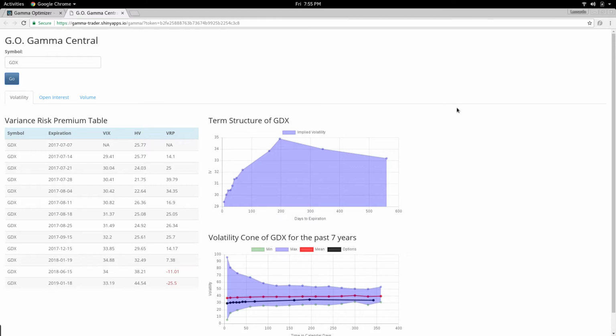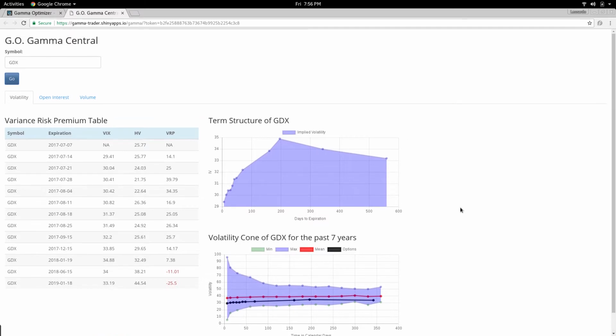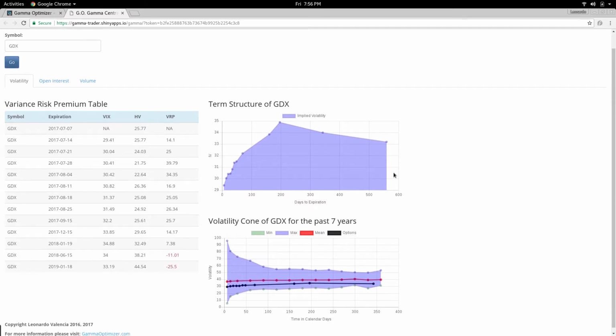So I'm going to give you a tour of what it displays. On the volatility page we get three interesting components. We get a variance risk premium table, we get a term structure of GDX options, and finally we get the volatility cone for GDX for the last 7 years. If you are a very advanced or professional option trader, these three charts will be very familiar to you. You will feel right at home.